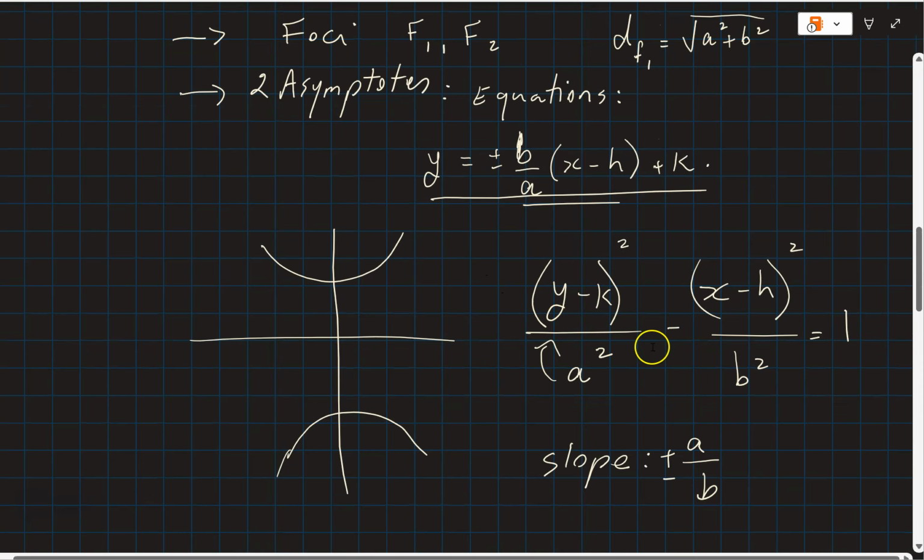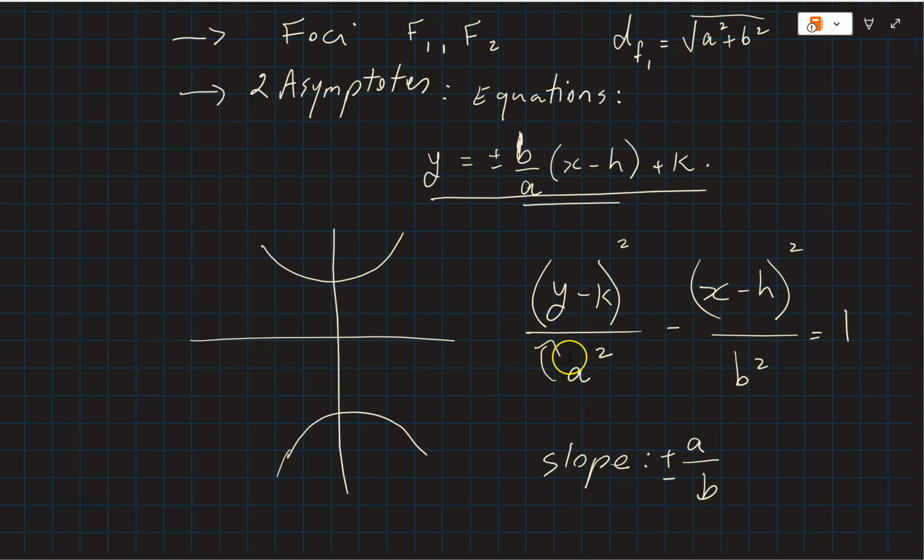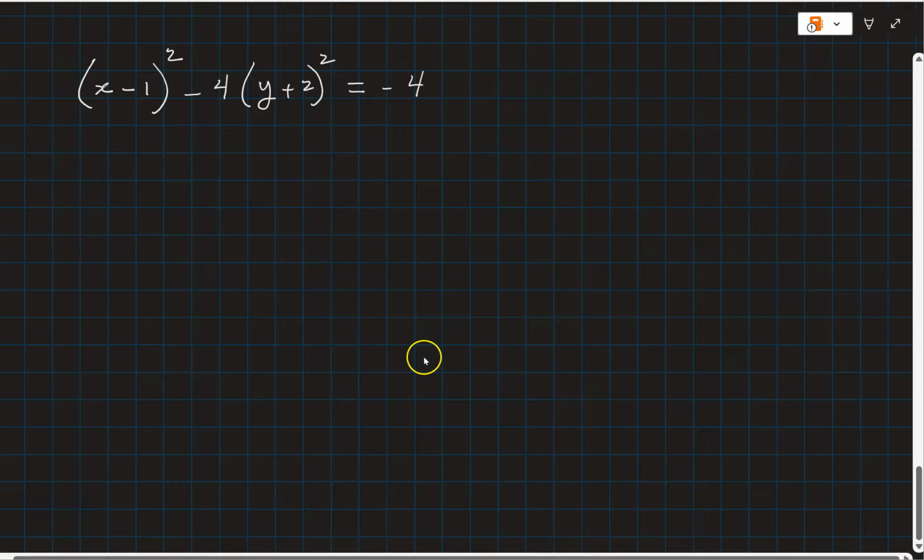Here it is. This is the standard form right here. That's the standard form. It has to be written like that. And it has to be equal to 1, not -1, not a negative number, and it has to be like that. And you have these values underneath as the denominators for y and x and stuff like that. This is the equation we got.